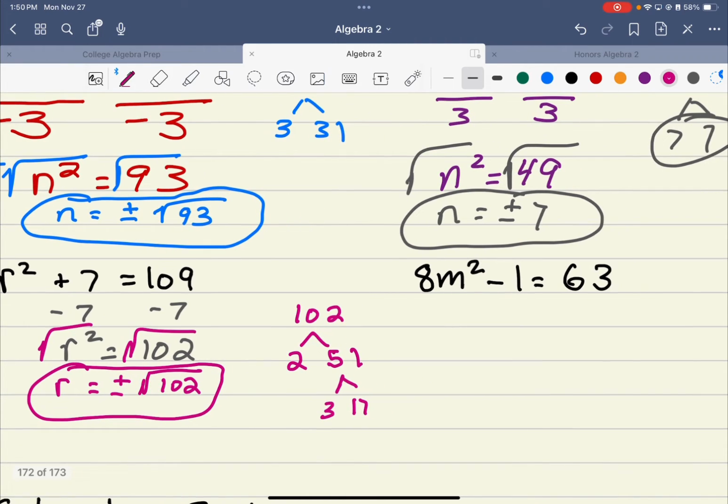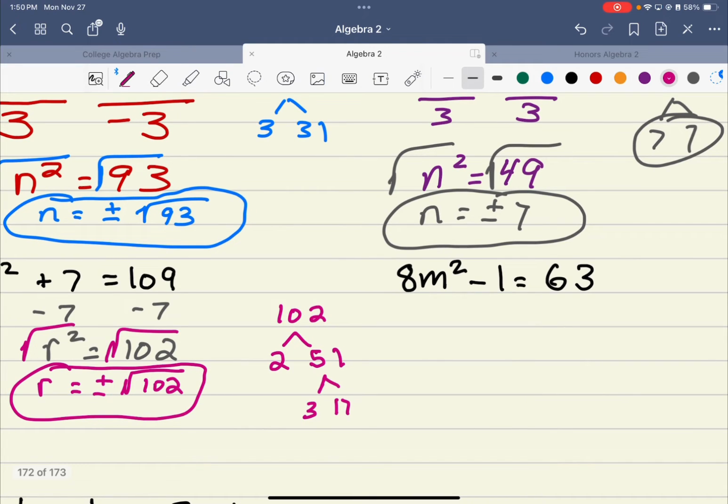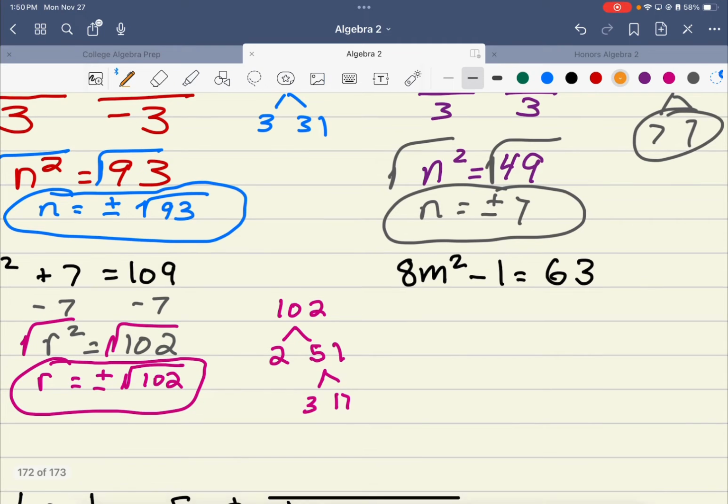Last one in this set. 8m squared minus 1 equals 63. We'll continue to do them together. What do I do first? Add 1. Remember, we get rid of any addition or subtraction to our variable first. So 8m squared minus 1 plus 1 is 8m squared. That's 64. Divide both sides by 8. M squared equals 8.